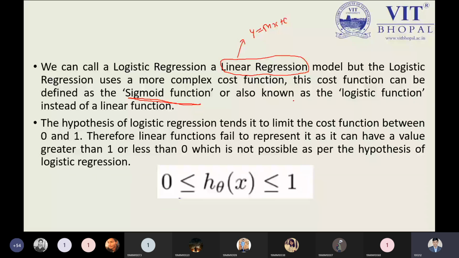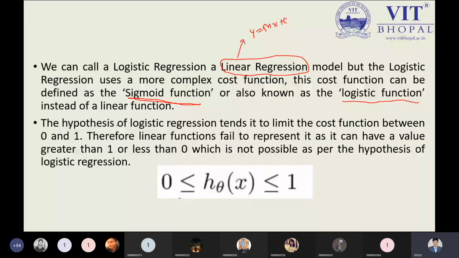This sigmoid function is also known as the logistic function. Sometimes when you hear the word logistic function, you might get confused about what it means. No, logistic function means sigmoid function. We are calling the same thing by two names; it is only a naming convention. In the linear function, we have y equal to mx plus c. In the logistic function, we have a different equation, which I will show in the next slide.